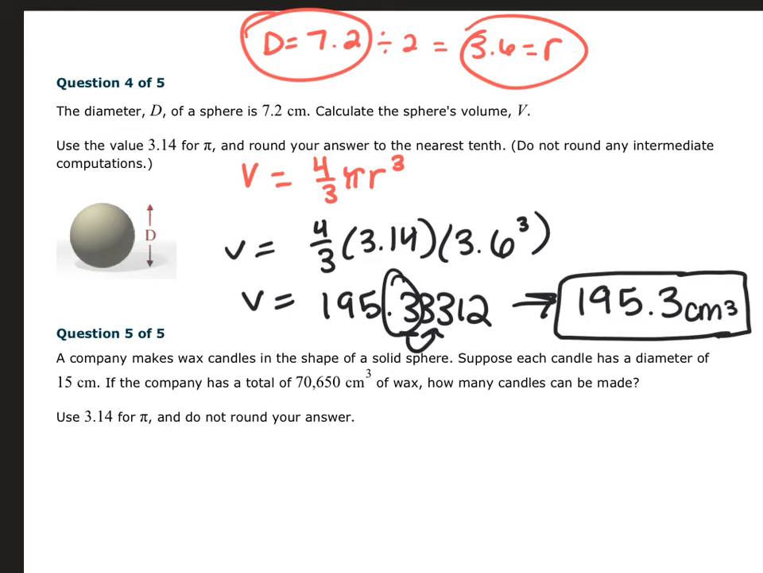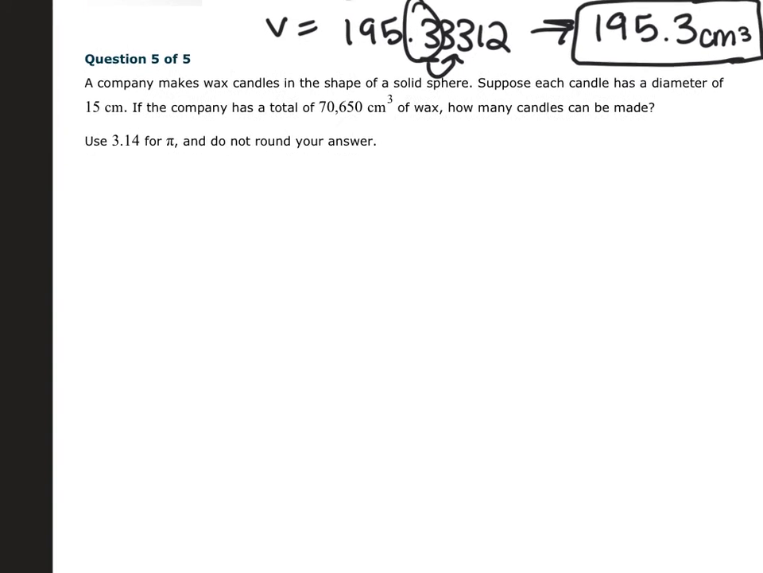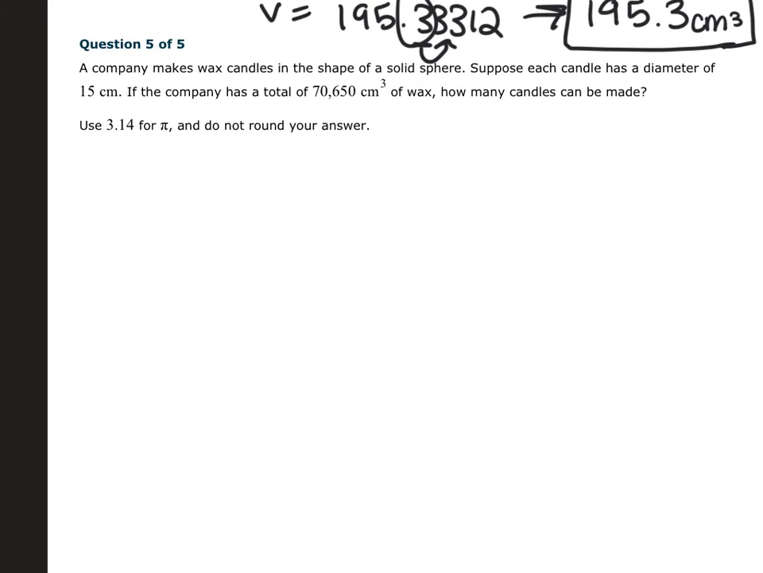Okay? And then our last problem here, question number 5. I love this question. So question number 5 says a company makes wax candles in the shape of a solid sphere. Suppose each candle has a diameter of 15 centimeters. If the company has a total of 70,650 centimeters cubed of wax, how many candles can be made? Use 3.14 for pi and do not round your answer. So this question is saying they have a whole bunch of wax and they need to know how many candles they can make with the wax.